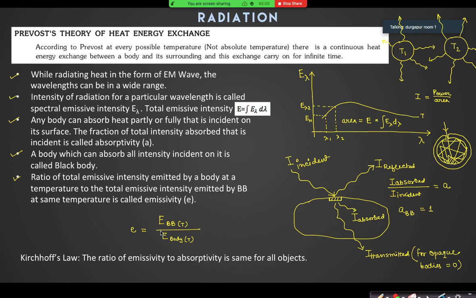Is it E of the black body by E of the body, or E of the body by E of the black body? Yes, I have written an inverse ratio. E of the black body is always more than E of the body. Right? So the value of E is not greater than 1. It is always less than or equal to 1.